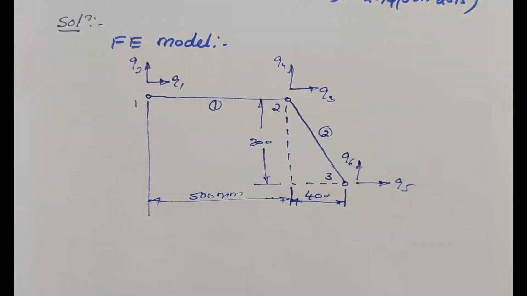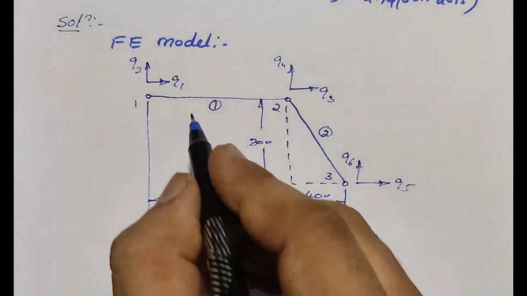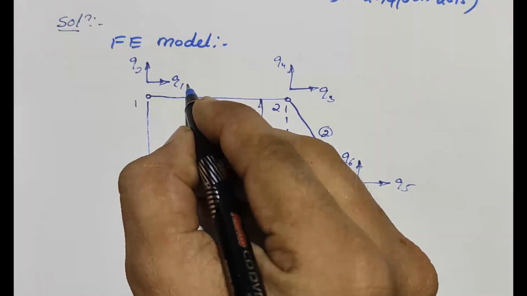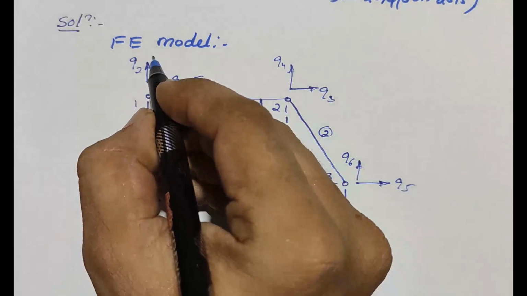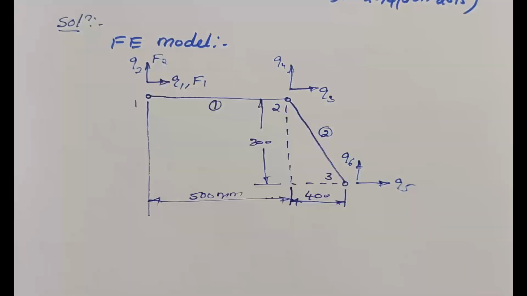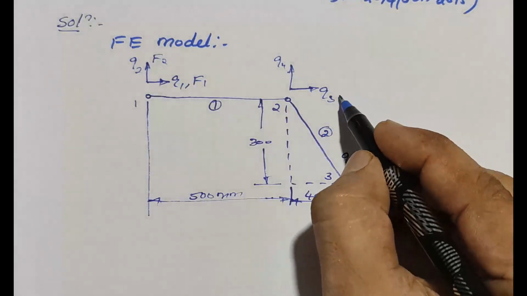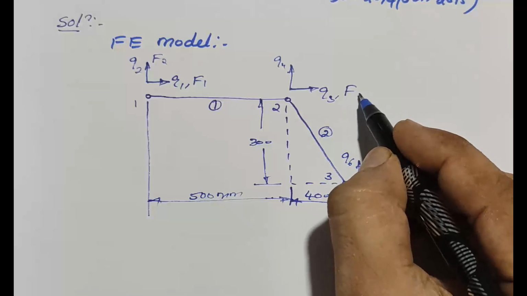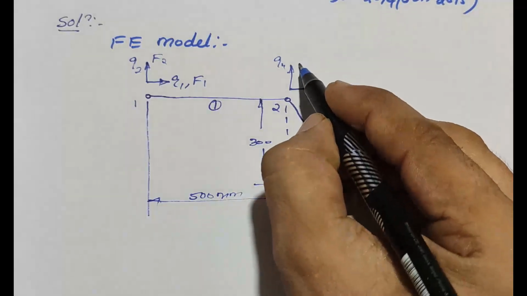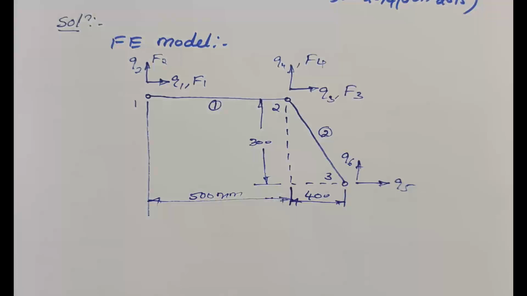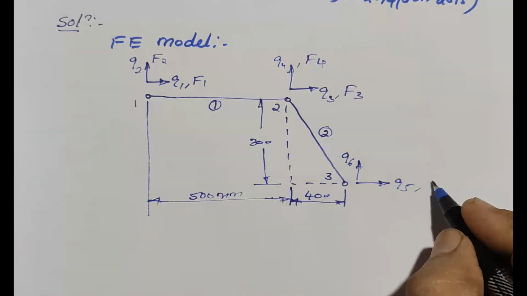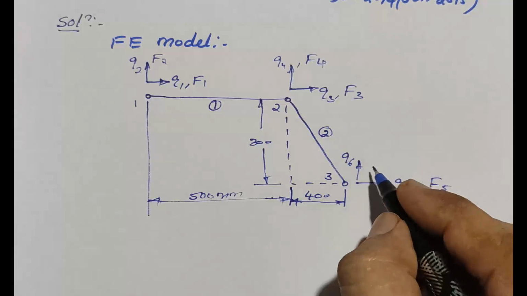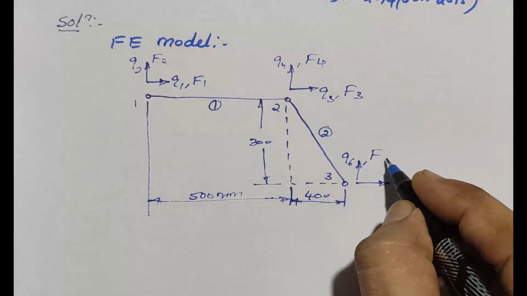Next is nodal forces, means the applied force at each node. See, at node 1 I will take the applied force in x direction as F1. Similarly in y direction I will take F2. Next, nodal force at node number 2, in x direction it is F3, in y direction it is F4. Similarly at node number 3, the applied load in x direction I will take as F5 and in y direction I will take as F6.